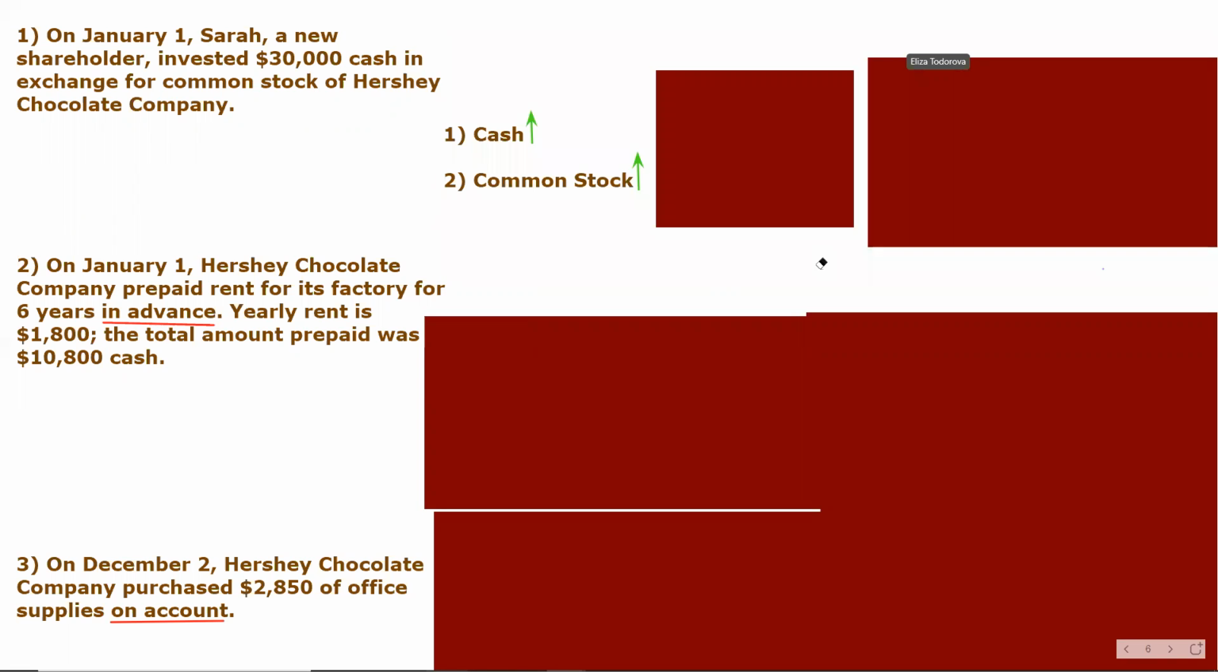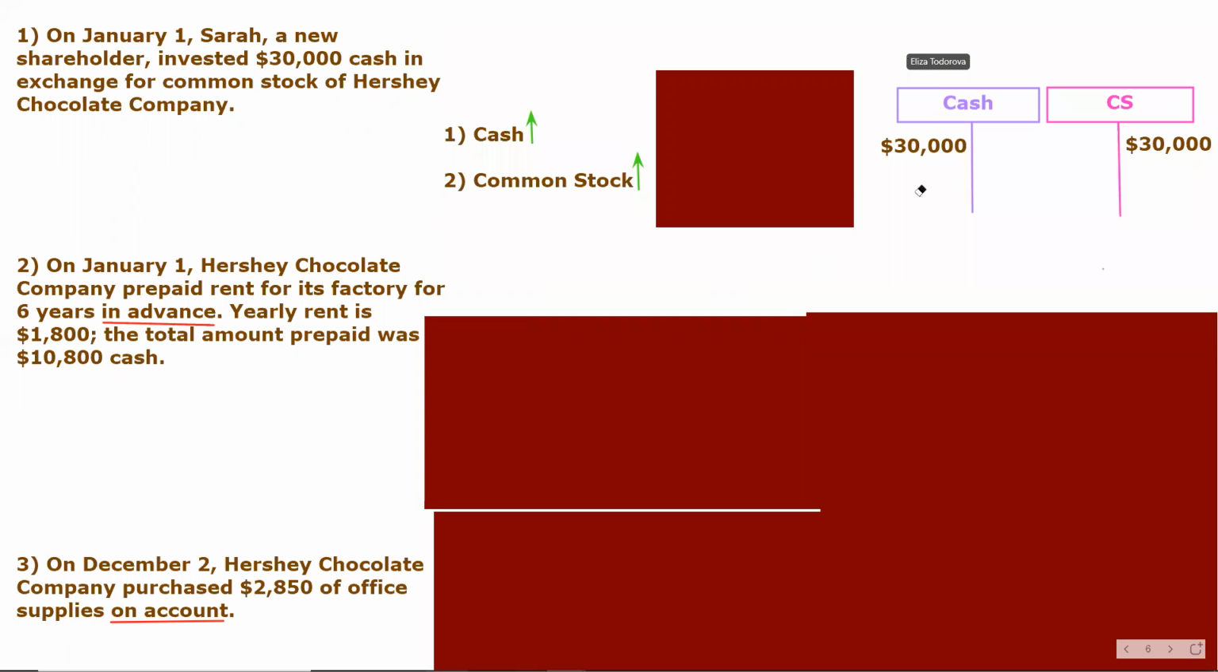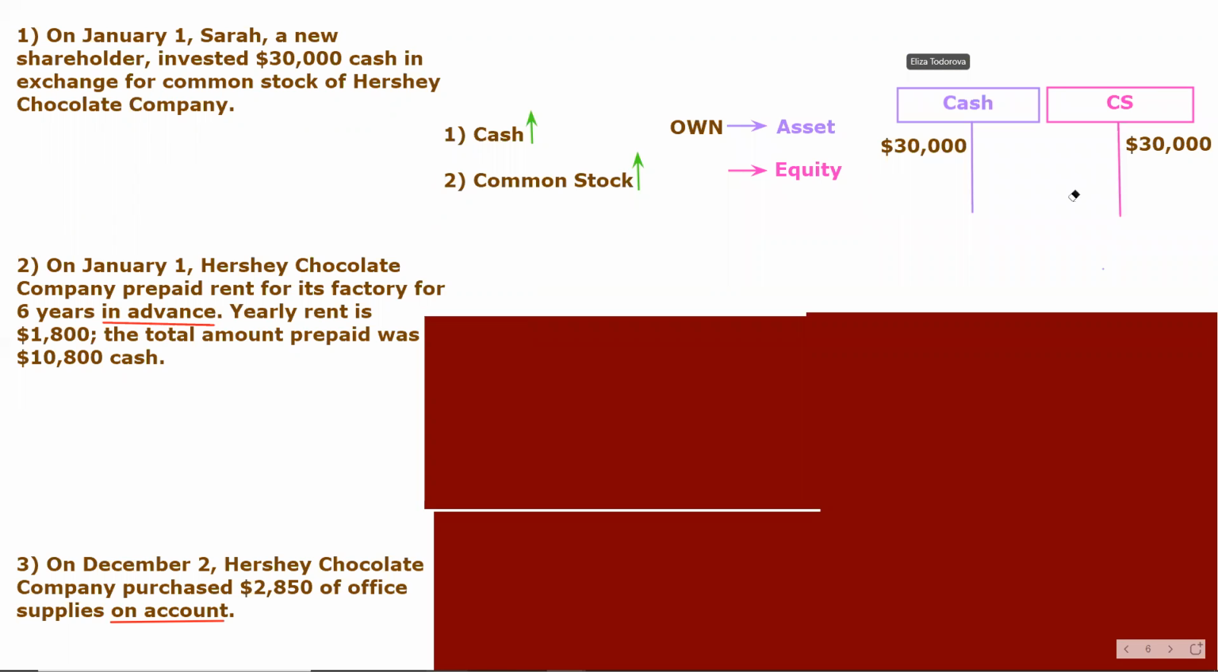So cash, that's something we own. Therefore, it's an asset. When assets increase, how do they increase? On the debit side. So of course, the other thing has to be on the credit side. And there are the T accounts for you to compare those items.